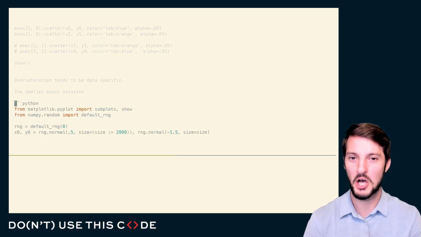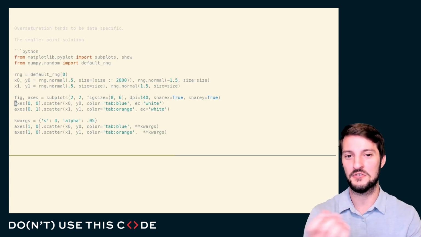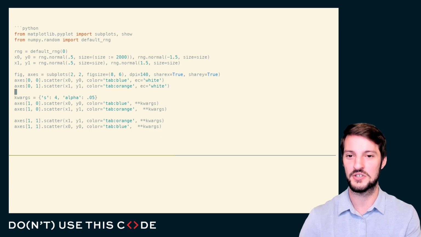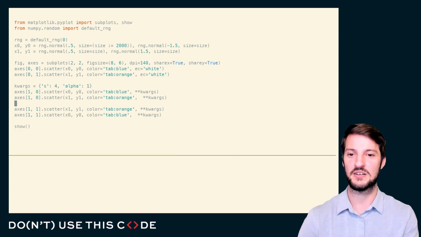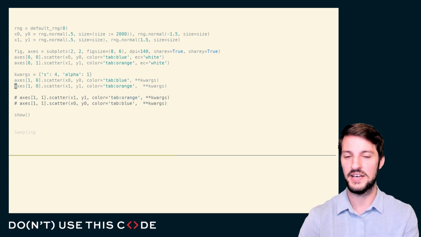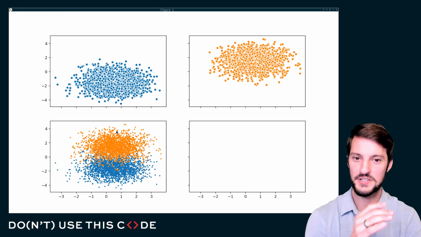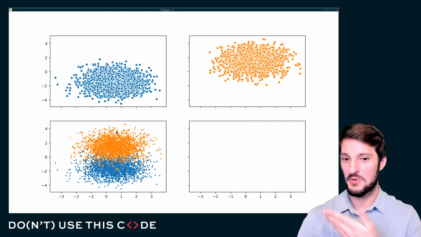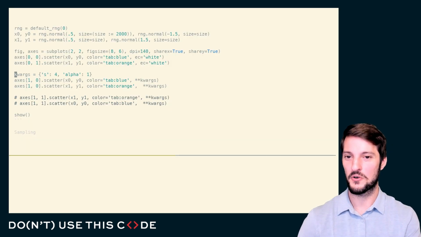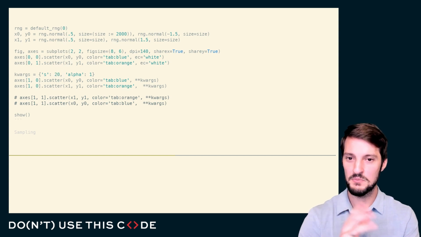Maybe we just need a smaller point, right? The circles in the scatter plot were just quite large. And so let's go ahead and use a smaller point, and this is indicated by the S keyword argument in our scatter plots. And so I'll go ahead and plot that. You can see that it looks much better than before, and let's bump this back up. The default should be 20. Let's bump this up to 20.